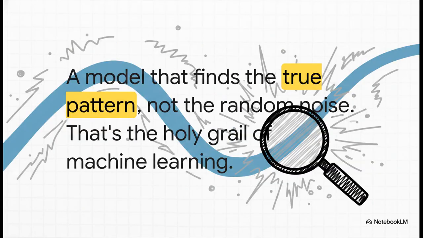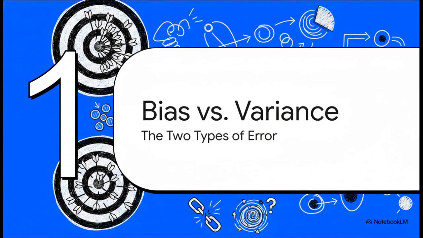It's everything. The model has to be able to look at brand new data and make smart predictions. It needs to separate the signal, the true underlying pattern, from all the random, chaotic noise that's just part of any real-world dataset. Honestly, that's the holy grail in machine learning. So, to get to that holy grail, we first have to understand the two big things that try to stop us: bias and variance. These are the two fundamental enemies of generalization. Pretty much every mistake a model makes can be chalked up to one of these two, so getting a handle on them is absolutely step one.